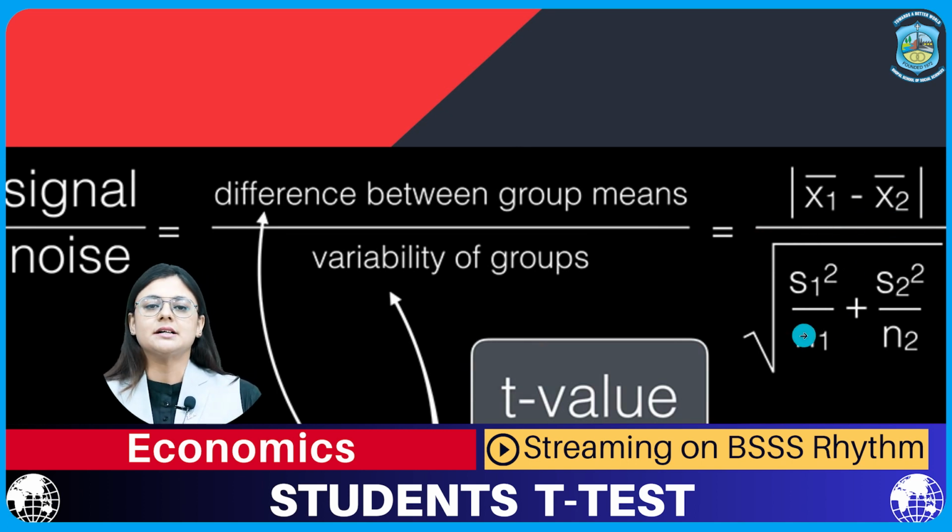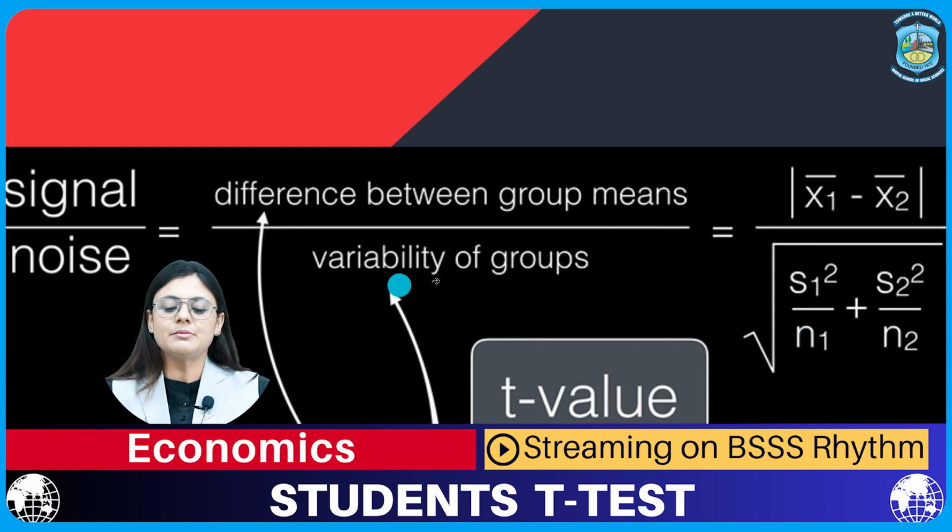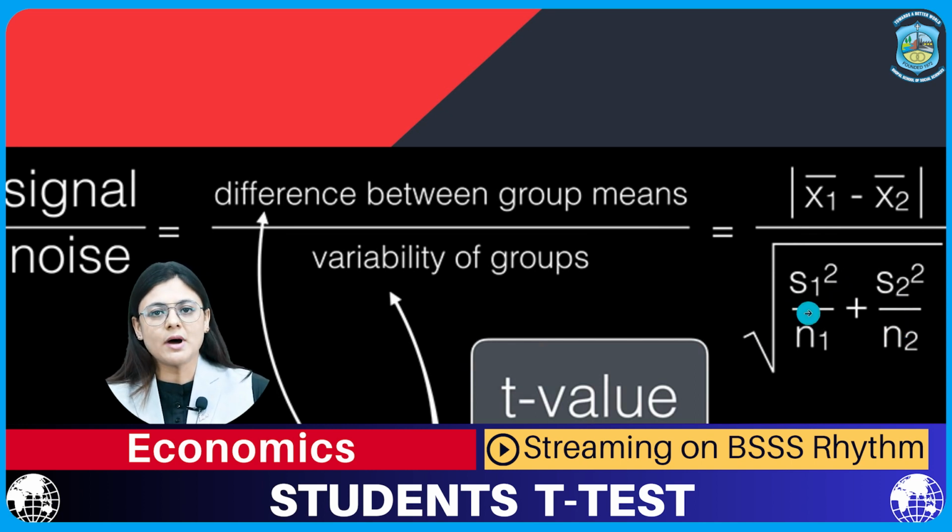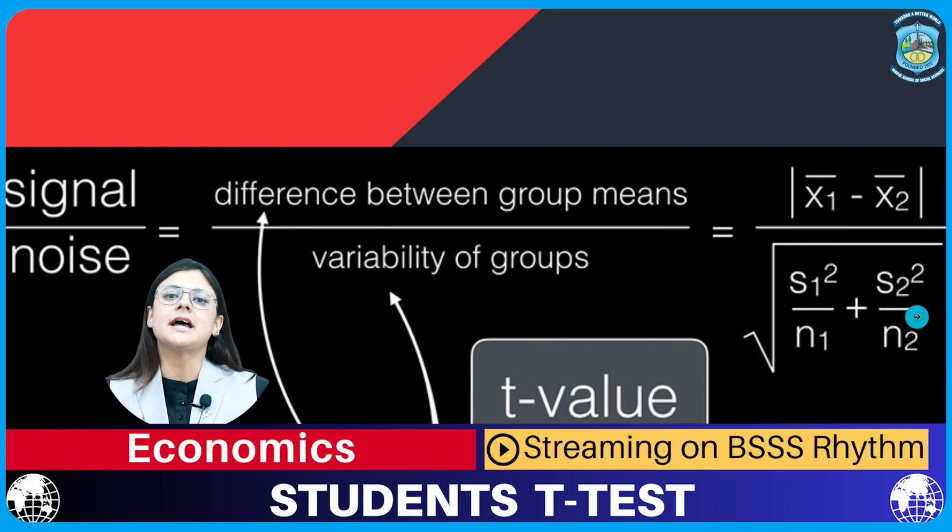Coming to the denominator, it will give you the variability of the groups. Now what is the meaning of variability? Here you can see the formula says S1 square divided by N1 plus S2 square divided by N2 and under root. So what is S1 and S2? S1 is the standard deviation of sample A and S2 is the standard deviation of sample B. What is standard deviation?